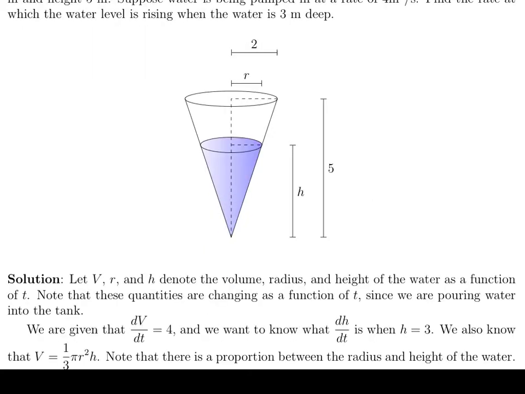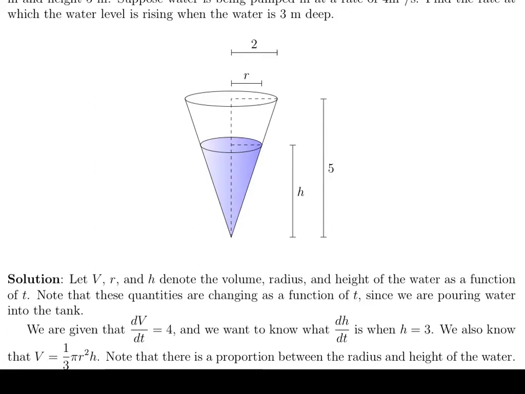Now we're given that dV/dt is equal to 4. That's the rate at which the water is being poured into the tank. And then we want to know what dh/dt is when the height is equal to 3. dh/dt is the rate at which the height of the water is changing. Now we also know that the volume of the water is 1/3 π r² h. Again, that's the volume of the water, not the volume of the tank. The tank is not full of water.